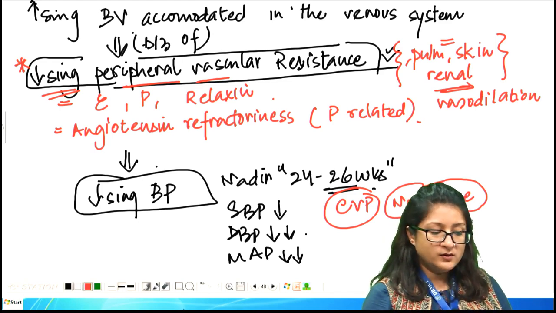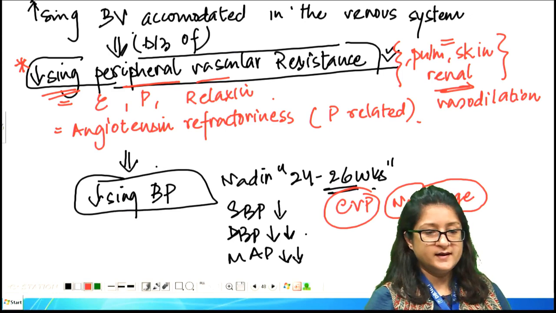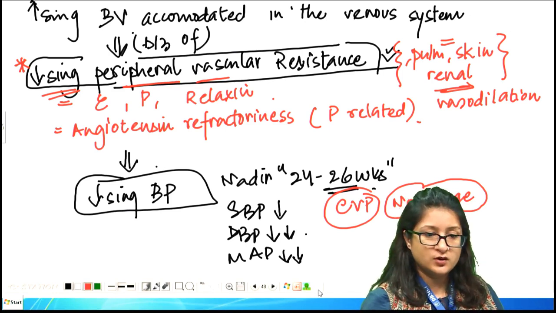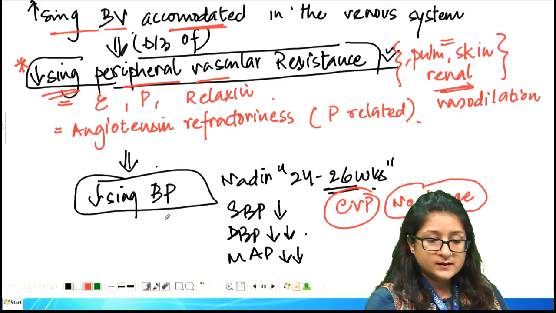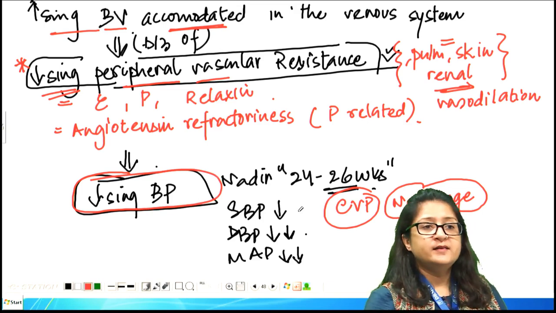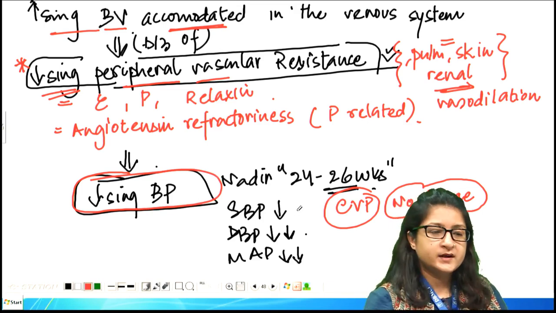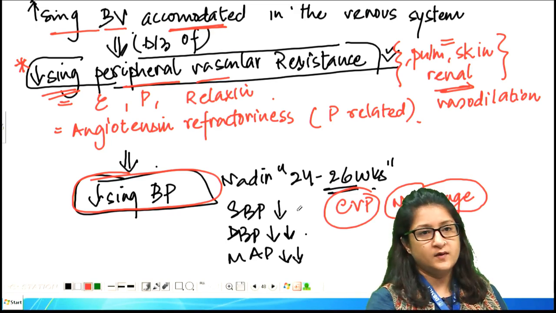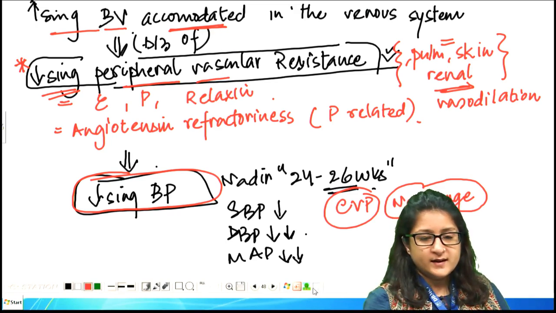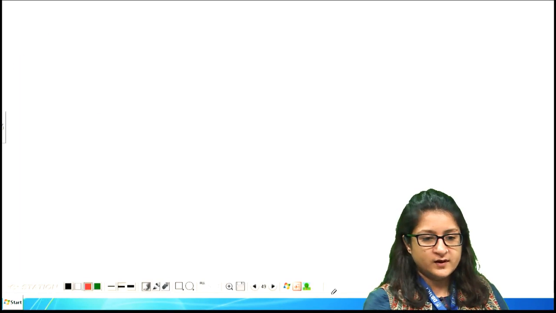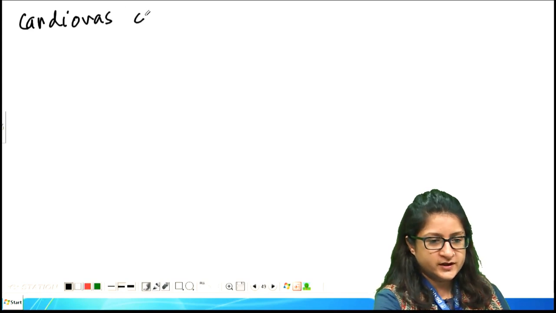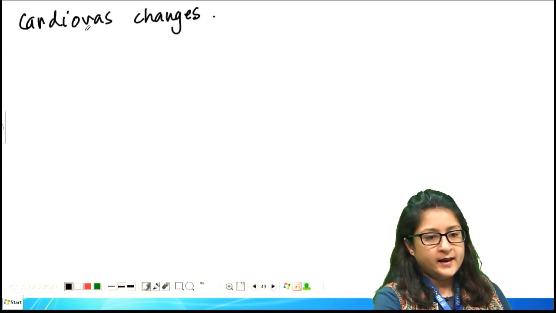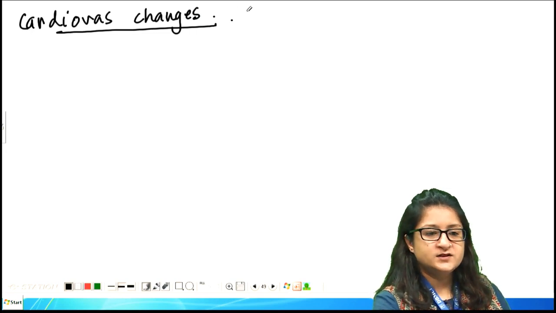All right. So now let us talk about the system wise changes. Blood volume is increased, BP is decreasing. Now, to maintain the perfusion of the organs and in response to increasing blood volume, it puts a load on the cardiovascular system of the mother. So what are the important cardiovascular changes you should remember?